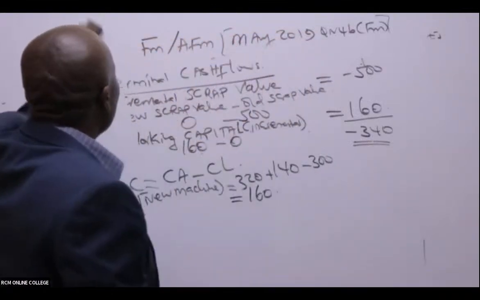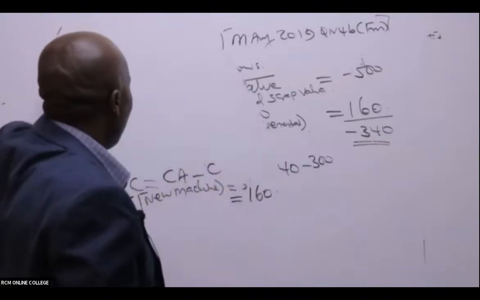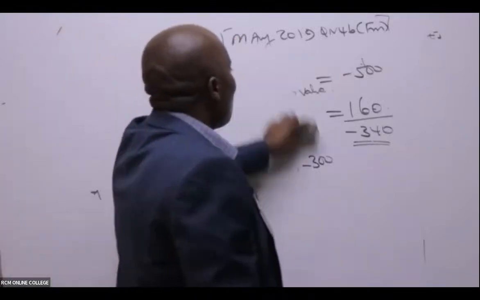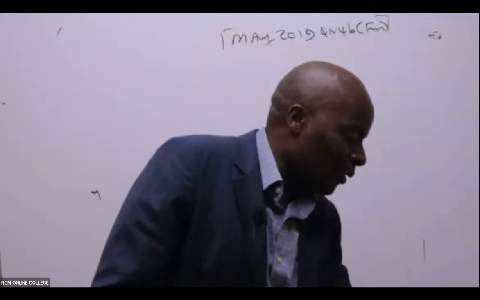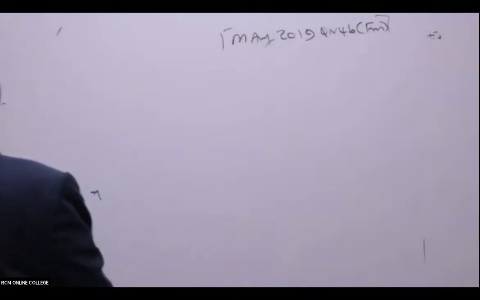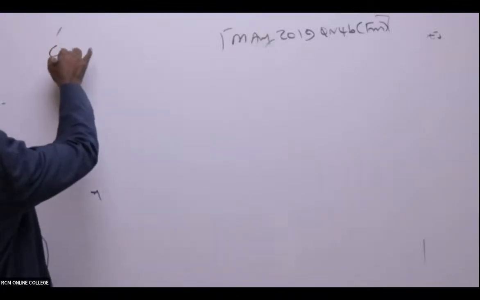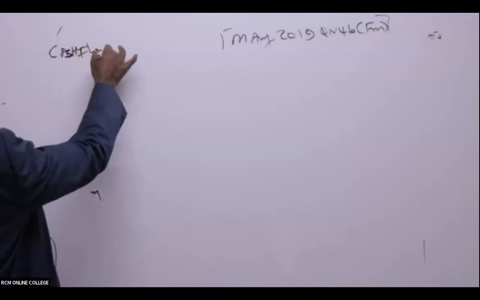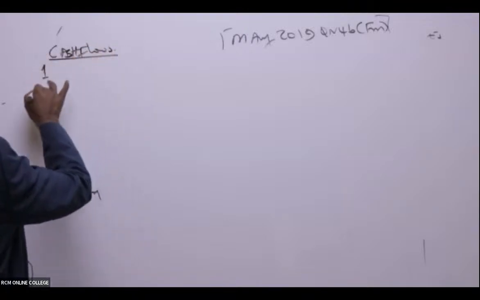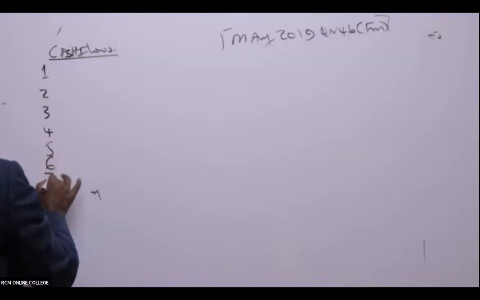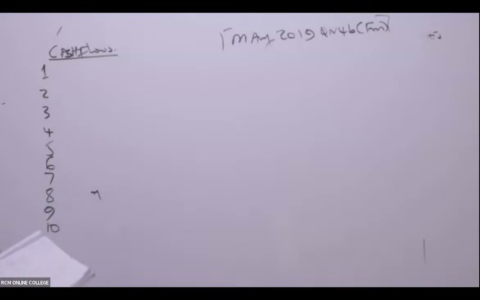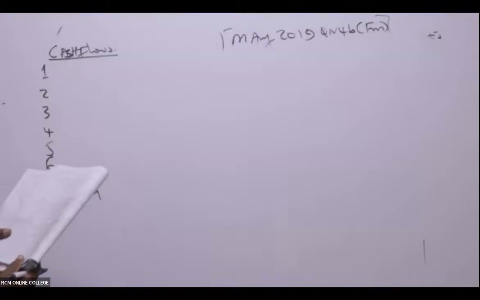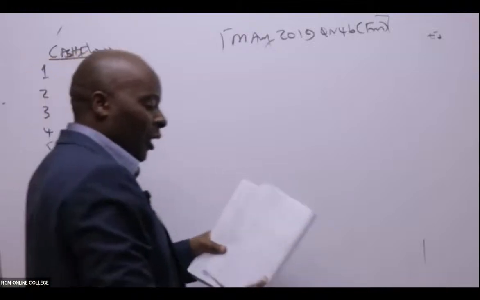Then from there, we shall go to the next working, which now is the working of operational cash flows. Give me the cash flows here. So the cash flows, I can see here, we have 10 years: 1, 2, 3, 4, 5, 6, 7, 8, 9, 10. So what I will do, first of all, I will calculate the incremental profit before depreciation and tax.